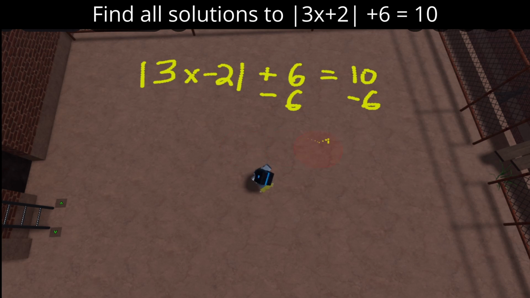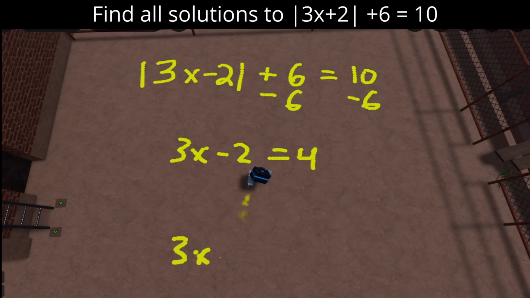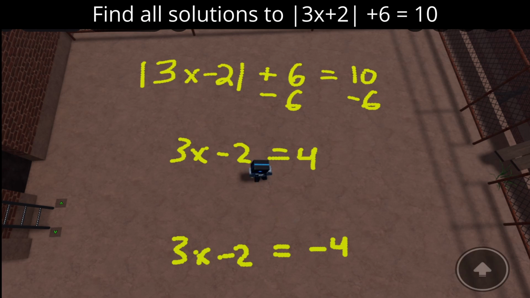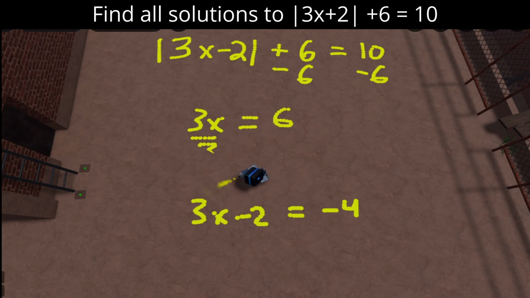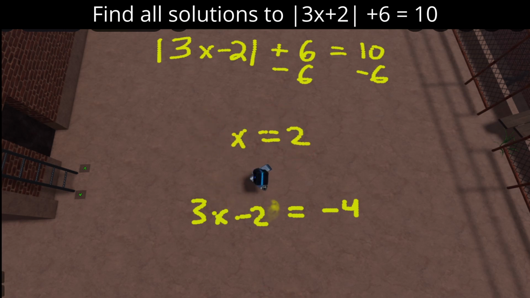So let's do that. I'll have 3x minus 2 is equal to 4. I have 3x minus 2 is equal to negative 4. Let's solve both of these. To solve this top one here, just add 2 to both sides. If I do that, 3x is equal to 6. And then you just divide by 3 on both sides. And if you do that, x is just equal to 2. So that's our first solution.